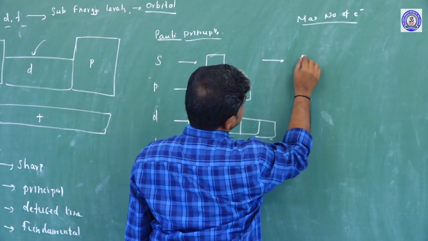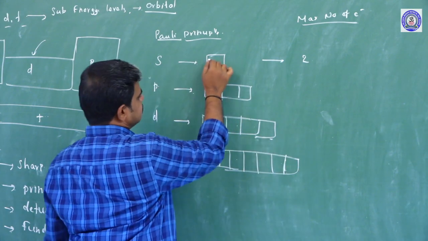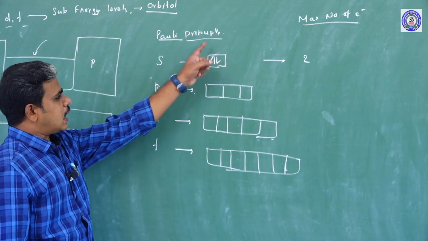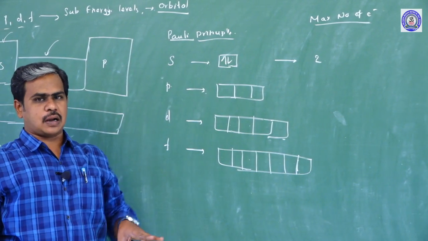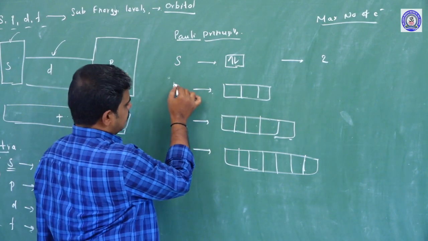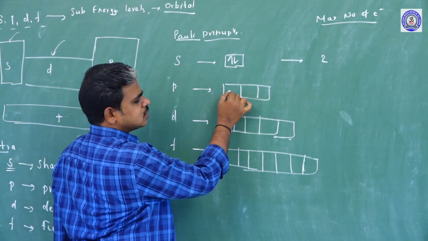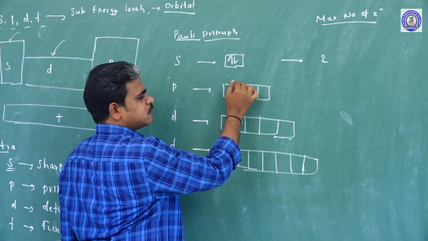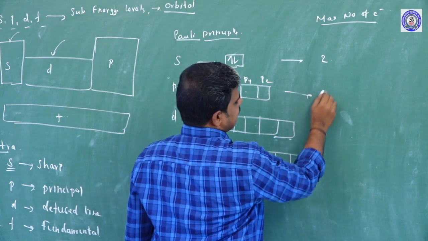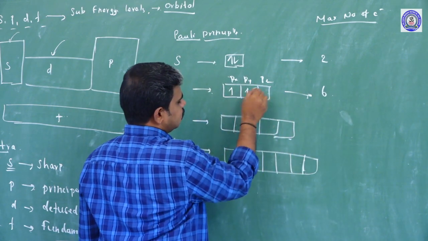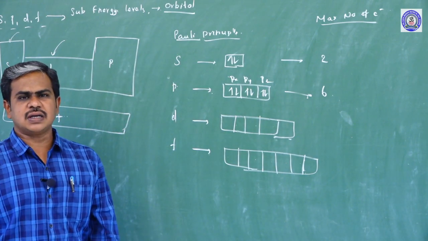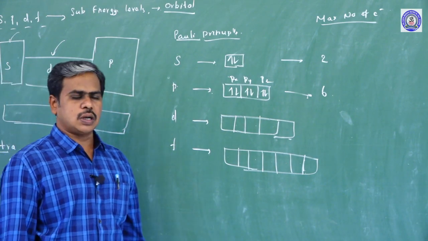If it is S, then it is 2, according to Pauli's exclusion principle. An orbital has only 2 electrons with opposite spin. If it is P orbital, there are 3 orbitals, that is px, py and pz, so there are 6 electrons. First singlet and after that doublet, according to Hund's rule.